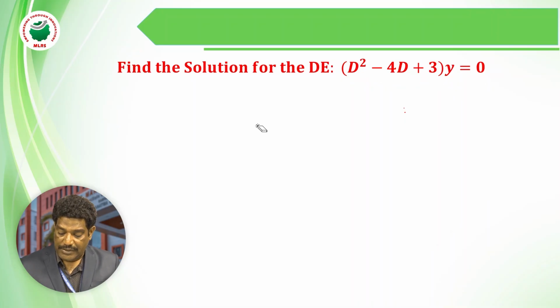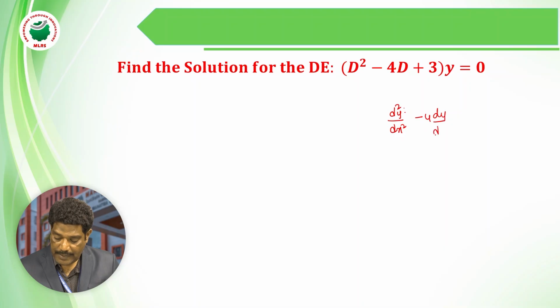The given differential equation is already in the operator form. Sometimes they may give it in the derivative form like this: d square y by dx square minus 4 into dy by dx plus 3 into y equals 0. Sometimes we may get the derivatives like this.